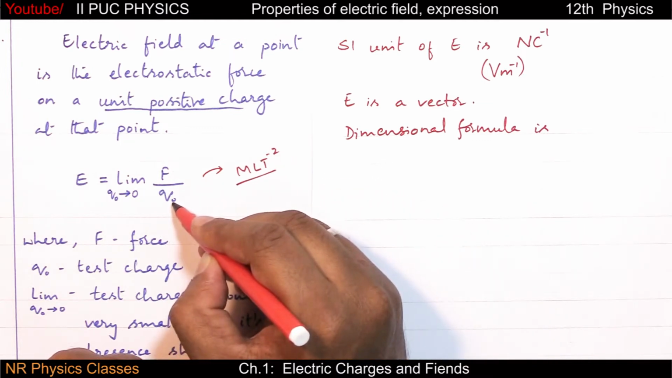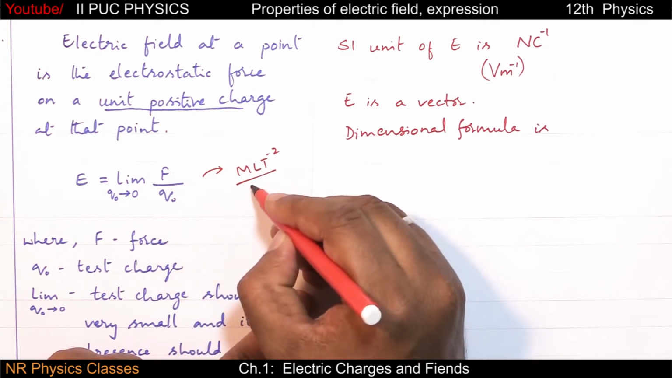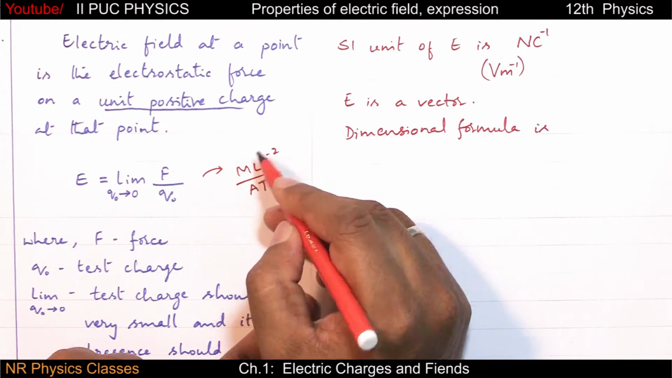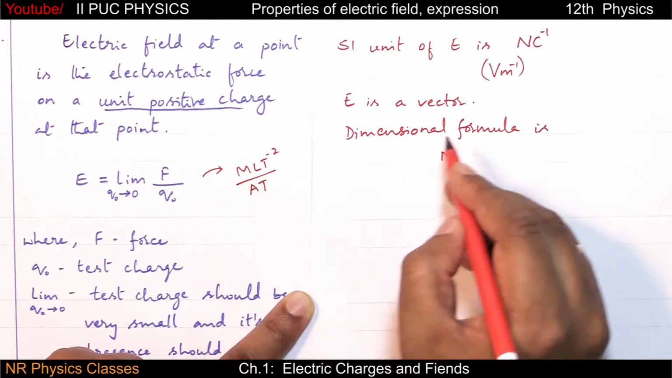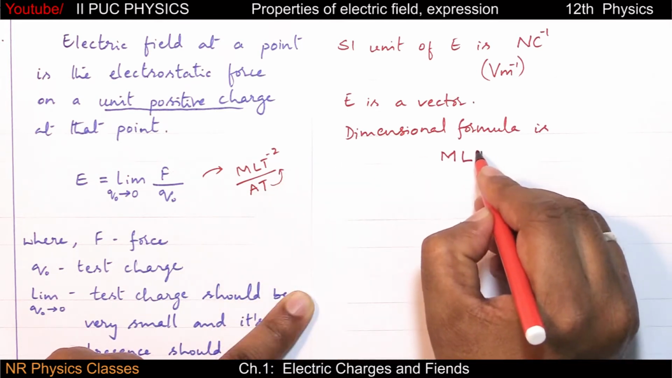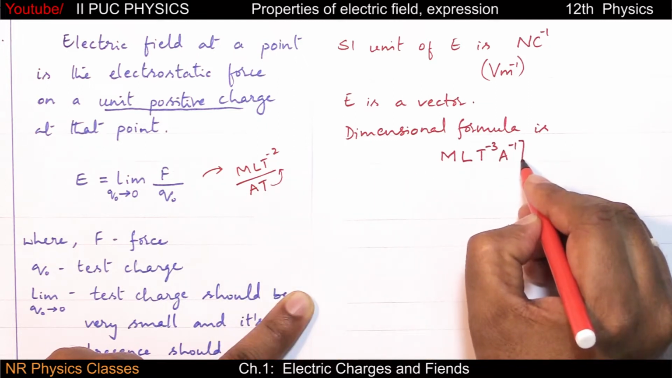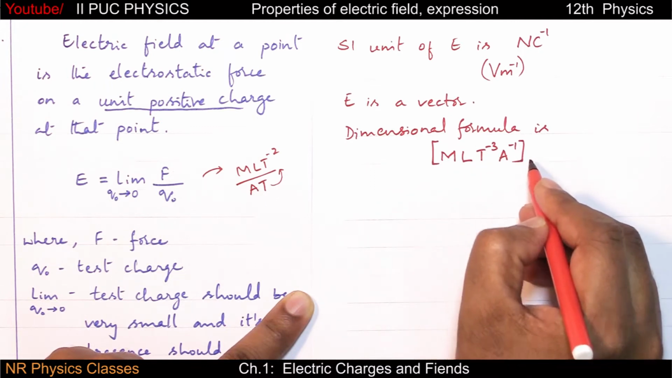Q naught is charge. We know that charge should be expressed in terms of ampere times time. Simplify this. It is M L, this T goes to the numerator, becomes T minus 3, A minus 1. M L T minus 3 A minus 1.